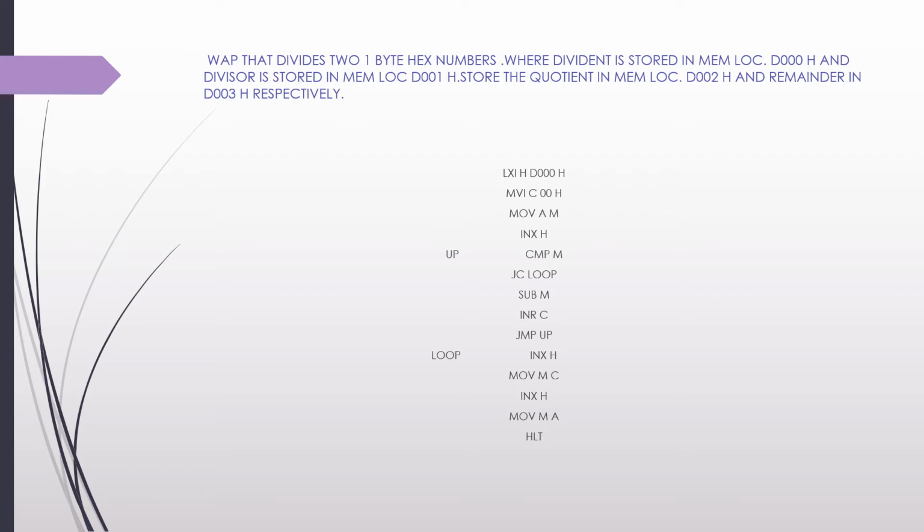Now what is there in C? How many times you have subtracted, that is the data. What is that? It is the quotient. That data is stored in memory, and then go to the next memory location and store the accumulator to memory. What is that? That is the remainder, and then you end the program.